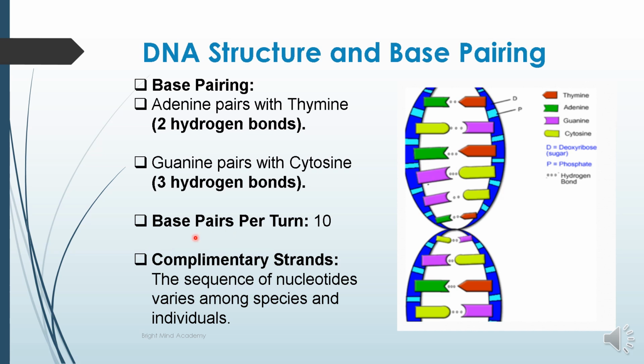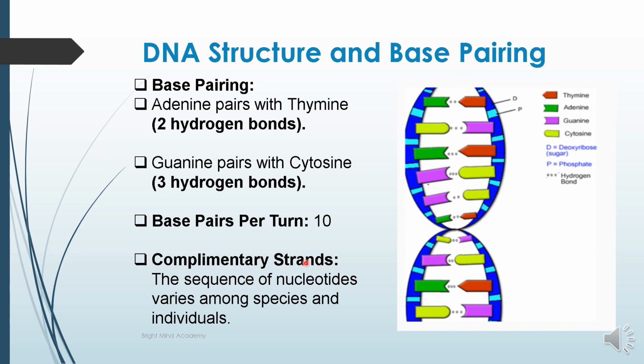Next, the third point shows that base pairs per turn are 10. Okay, so this is one loop. This has 10 base pairs, 10 bases: 1, 2, 3, 4, 5, 6, 7, 8, 9 and 10. These are not counted because they are in the middle of this loop. So here are 10 nucleotides in one loop, 10 bases.